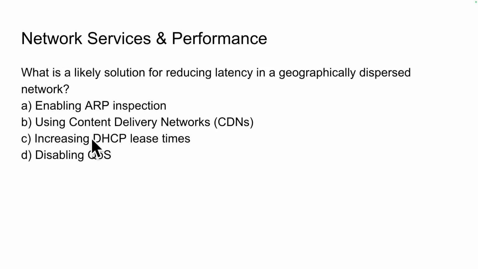Increasing DHCP lease times is also no. That has to do with IP addresses. ARP inspection has to do with whether or not MAC addresses are resolving to the correct IP addresses, and if we're getting poisoned or anything like that in our MAC address, frames and the packets and things like that. So content delivery networks, the CDN is the answer.